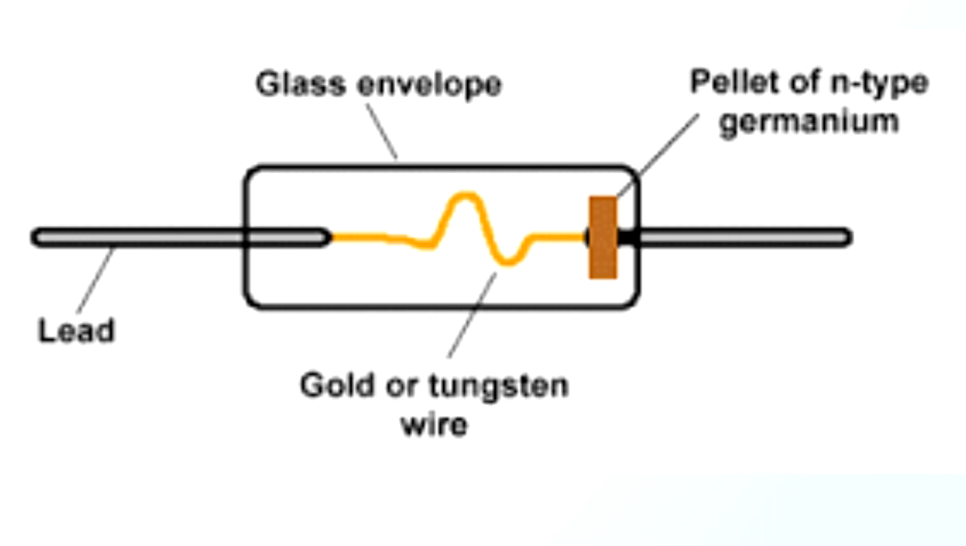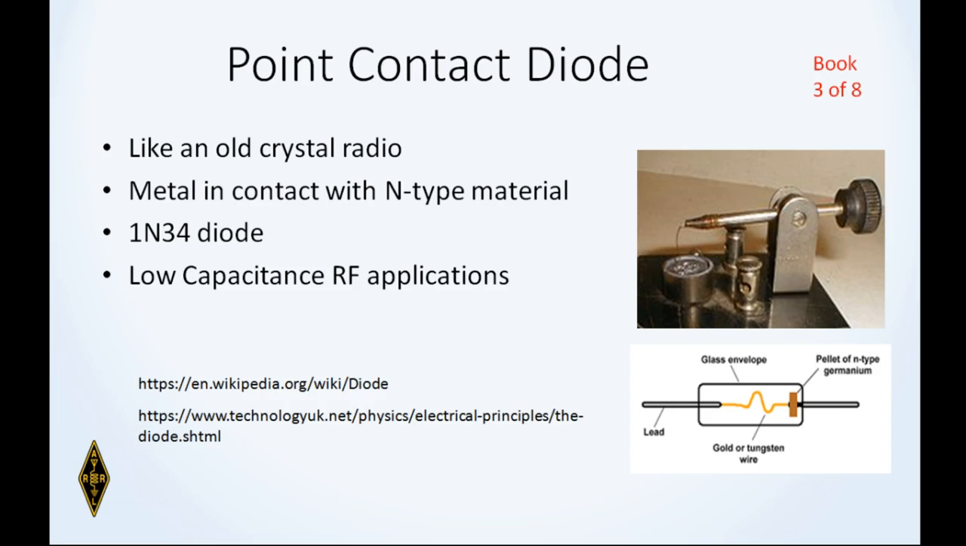And there's a pictorial there in the lower right hand, and if you look closely at it, it really looks like a cat's whisker sitting on top of a crystal. When you get one, I didn't bring any in, but if you look real close, that's what it looks like. So this is a point contact diode. It's metal in contact with N-type material, and it's used for RF demodulation.